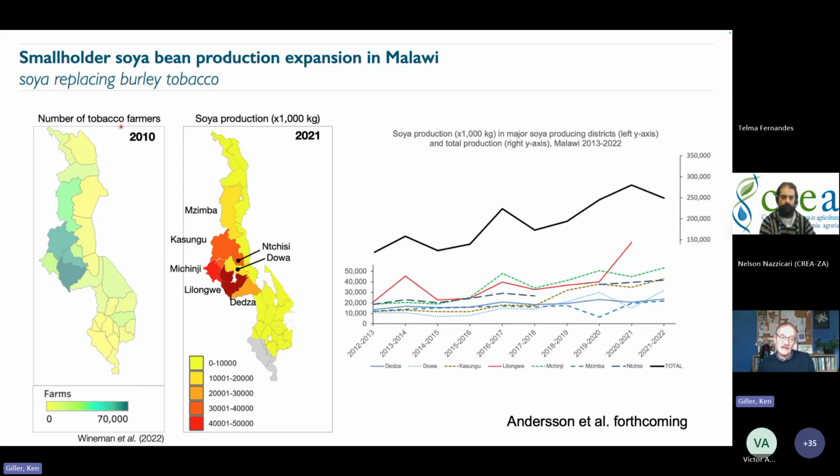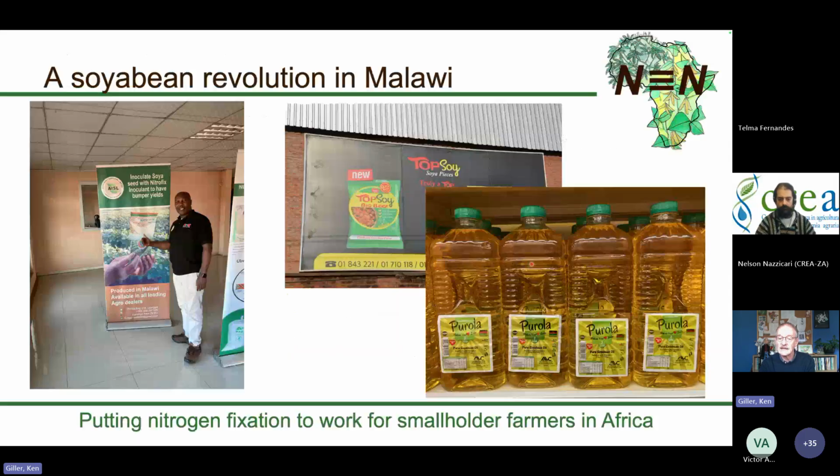But here it is actually replacing tobacco in these areas where tobacco is collapsing as a cash crop, with soybean coming in as a cash crop, which is then being processed for export, particularly for poultry feed and of course for soybean oil. So here we have soybean oil on the shelves in the supermarket in Malawi. Here we've got these soybean products being sold as a sort of fast food in the supermarket.